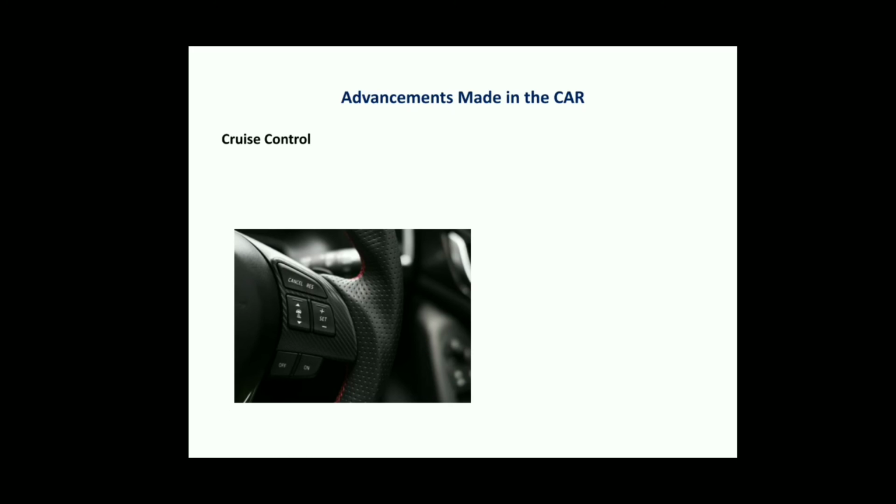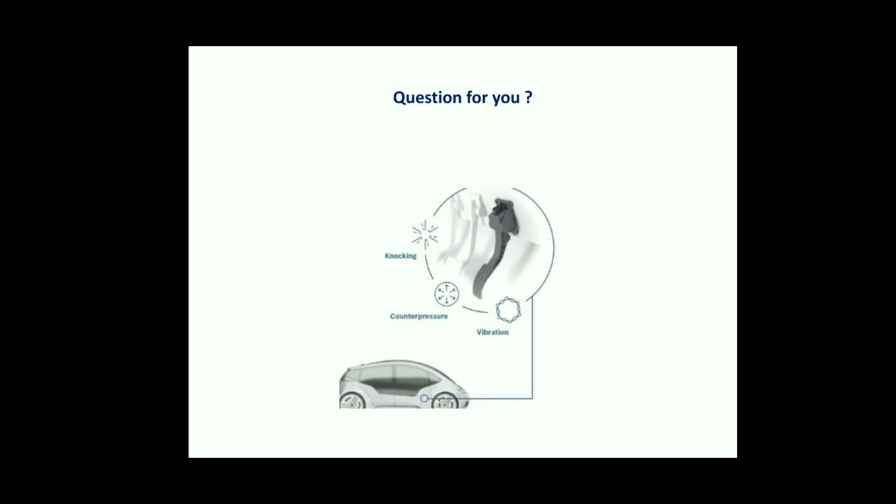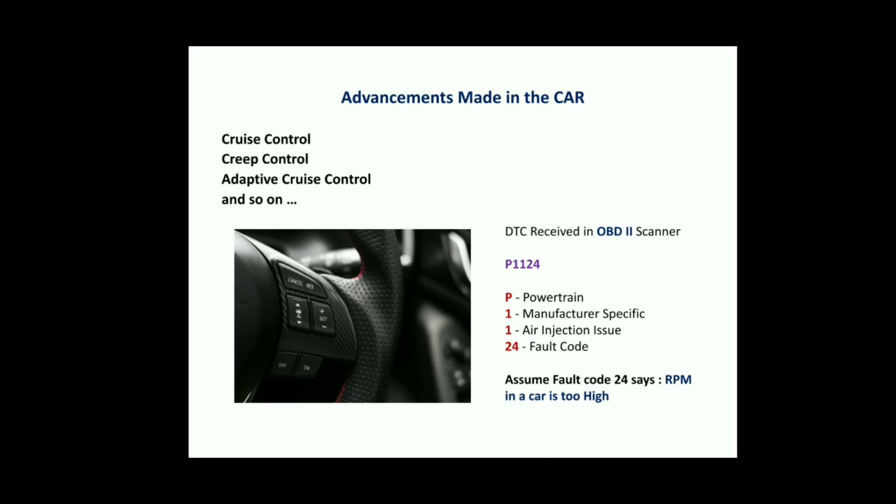So what are the advancements in the car? In acceleration we have advancements like cruise control, creep control, adaptive cruise control, and so on. This is again DTC, as mentioned earlier. This is just an overview of how the conventional acceleration pedal works, how the modern day car works, and how the diagnostics works, which is what we have seen using the OBD scanner.